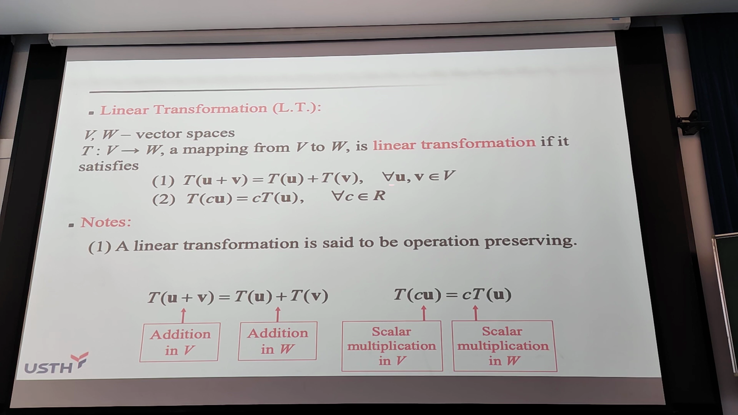Then we define the case when a transformation will be called linear. It will be called linear if it satisfies two properties like that. And because of that, it is said that a linear transformation is a mapping which preserves operations. Preserving operations means it preserves addition in V and scalar multiplication in V. It transforms vector addition in V into vector addition in W, and it transforms scalar multiplication in V into scalar multiplication in W.